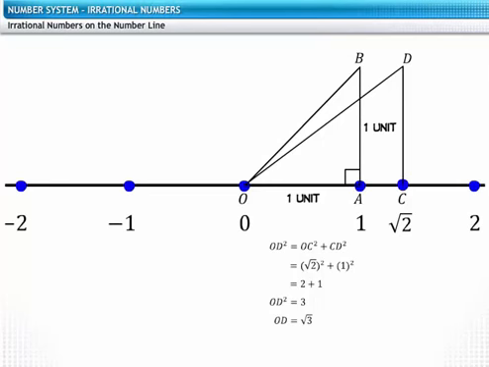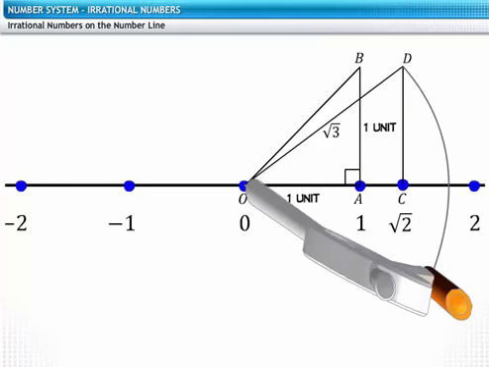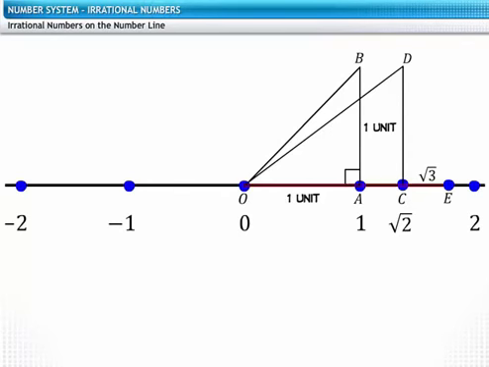With O as the center, mark the length of OD with a compass and draw an arc on the horizontal line. Wherever the arc intersects the horizontal line, mark that point as E, and the distance from O to E is the square root of 3.